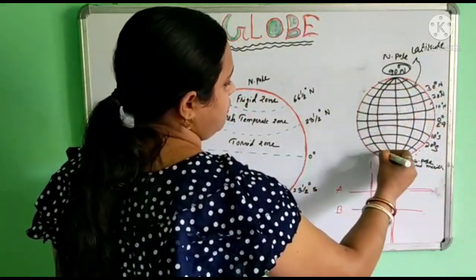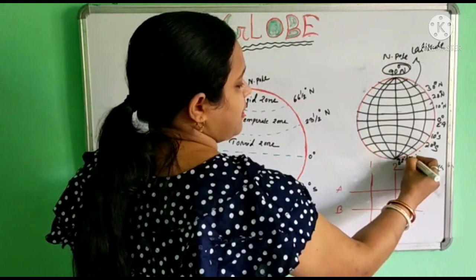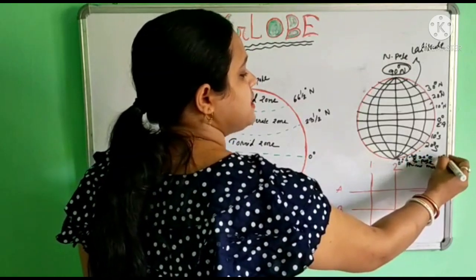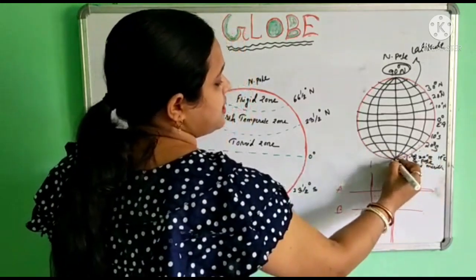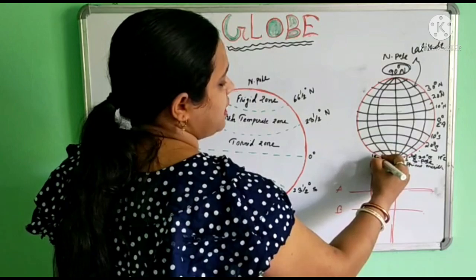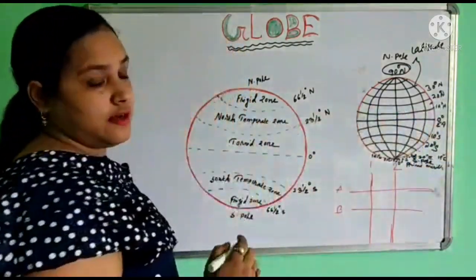Okay, meridians of longitude. So they have also some values, for example 10 degree east, 20 degree east, up to 180 degree east. In the same way 10 degree west, 20 degree west, up to 180 degree west. So these are the eastern values and these are the western values.